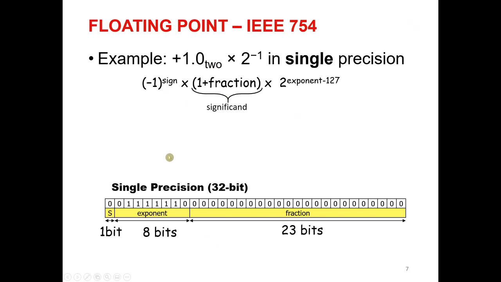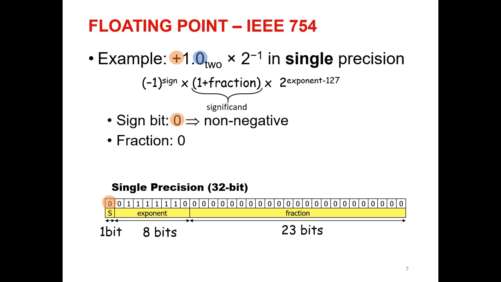Okay, so let's see a simple example. Let's say I want to represent this number in single precision. First of all, I will check the sign bit. In this case, the sign bit is positive, so we will add 0 in this position. Make sense? Then the next part is the fraction. In this case, it's very easy because the fraction is just 0. Remember that we need to remove the leading one.